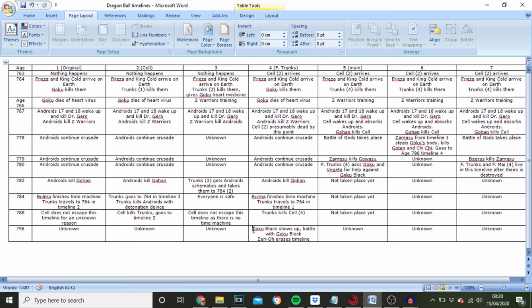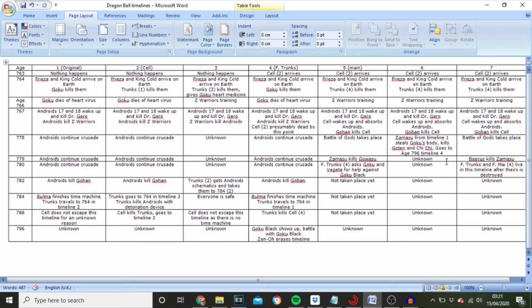Then he travels in time to age 796 in timeline 4, Future Trunks' saga. That's when Goku Black shows up, and the Battle of Goku Black happens. And Zamasu is the Zamasu from Future Trunks' saga, from Future Trunks' timeline. Zamasu kills Gowasu in this timeline as well, because there's no Beerus to stop him. And that's when Goku Black and Zamasu have their little team up. In the main timeline, Trunks comes back in time and asks Goku and Vegeta for help against Goku Black. Obviously, Beerus gets involved. Beerus and Whis go to Universe 10 to try and investigate Zamasu.